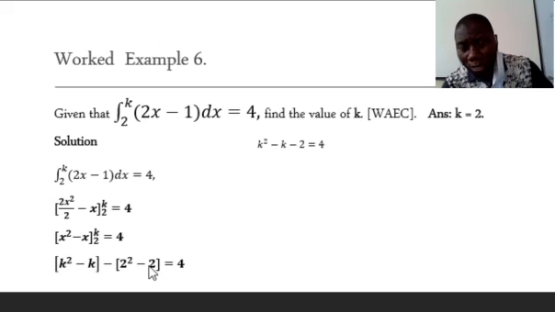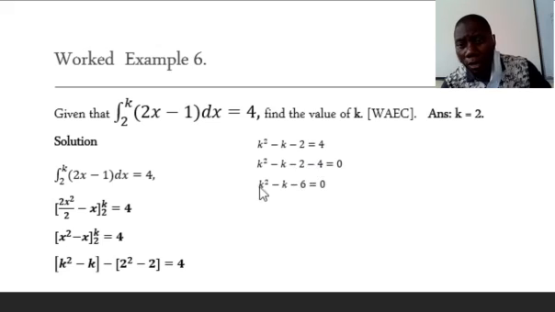2 squared is 4, 4 minus 2 is going to be 2. I will have minus 2. That is this minus 2 you have here. That will be k squared minus k minus 2 equals 4. Simplifying further, by the time you bring this 4 onto this side, you have k squared minus k minus 2 minus 4 equals 0. Minus 2 minus 4 should be minus 6. I will have k squared minus k minus 6 equals 0.